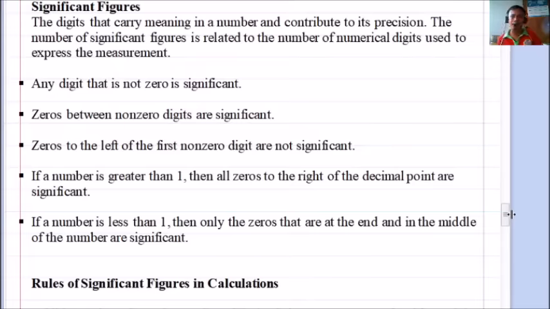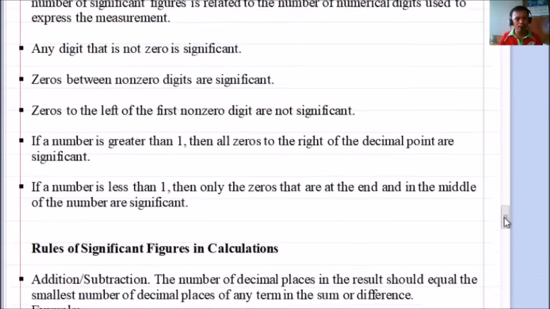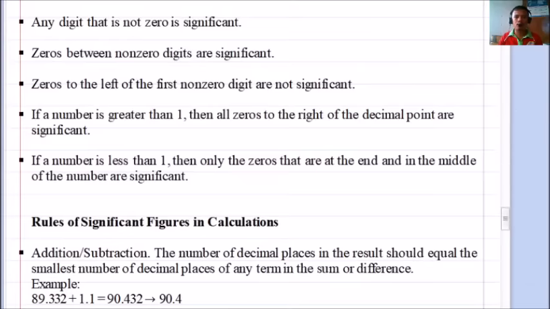So, usually, ito naman din ay ginagamit, in order to express yung mga iba't ibang measurement values. So, kaya malaking bagay po ito. Now, let's have some examples here. Any zero or any digit that is not zero is significant. So, obvious naman yan siguro.